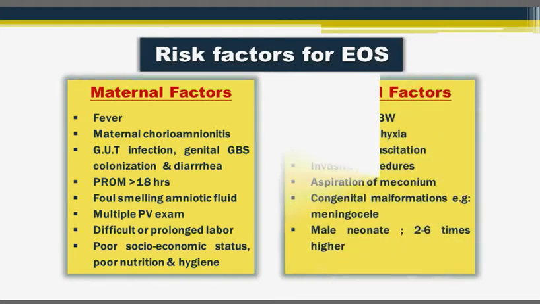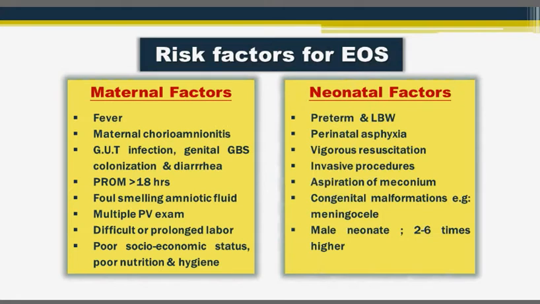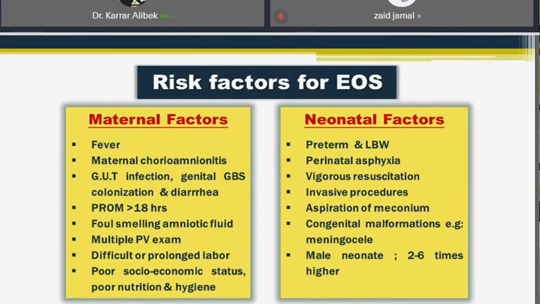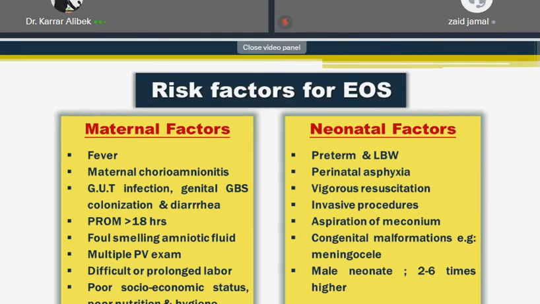What about the neonatal factors? Of course, at the top of the list are prematurity and low birth weight, and perinatal asphyxia. You remember perinatal asphyxia: it is the mother of all problems. Vigorous resuscitation, invasive procedures because of the asphyxia, aspiration of meconium, congenital malformations, for example meningomyelocele, and male neonates. Male neonates are regarded as a risk factor, about 2 to 6 times higher than female.